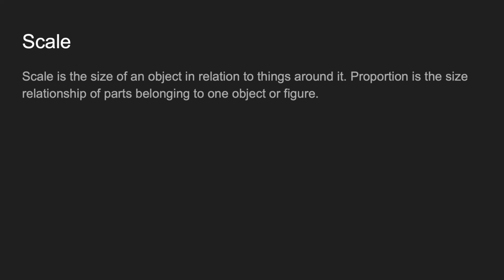And the last principle of composition we're going to talk about is scale. One definition is the size of an object in relation to things around it. It's related to proportion, the size relationship of parts belonging to one object or figure. But let me show you an image because I think that's the best way to communicate this.